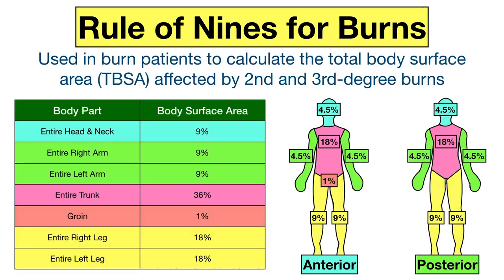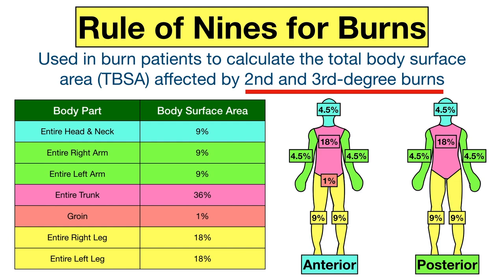As we mentioned before, the rule of nines is used in burn patients to calculate the total body surface area affected by second-degree and third-degree burns. This helps guide the patient's care, estimate fluid resuscitation, and determine if the patient requires care at a specialized burn center. The rule of nines only applies to partial thickness and full thickness burns, which are second and third-degree burns. It does not apply to superficial burns, which are first-degree burns.